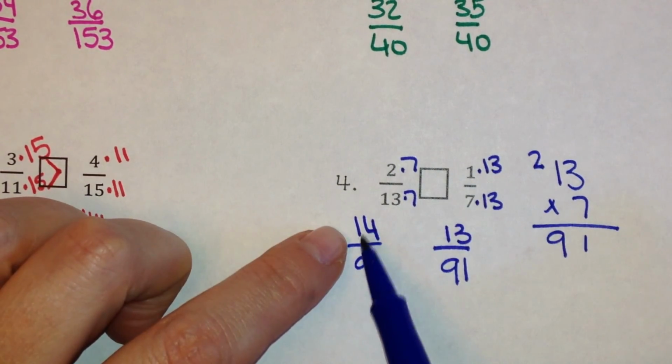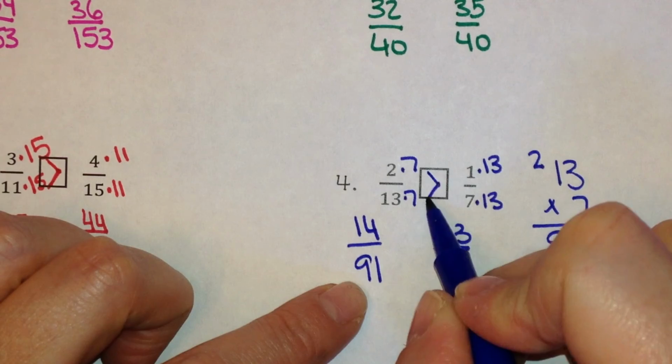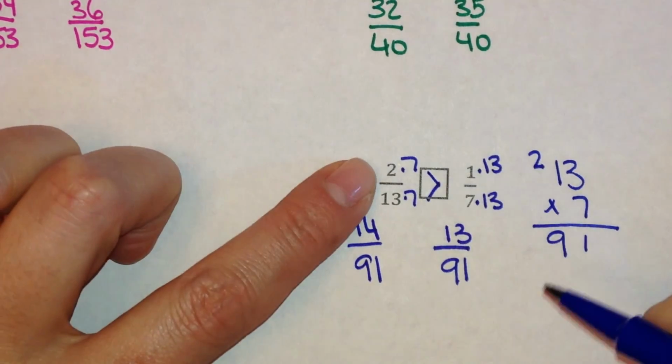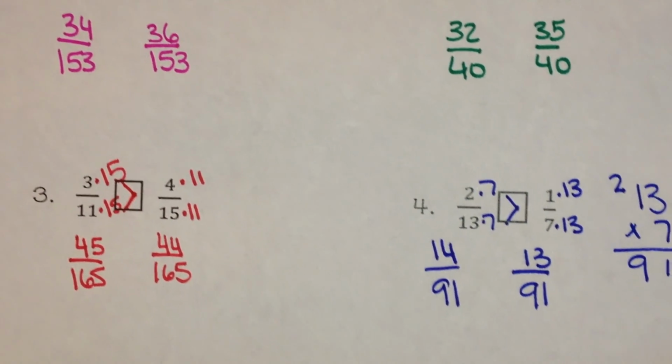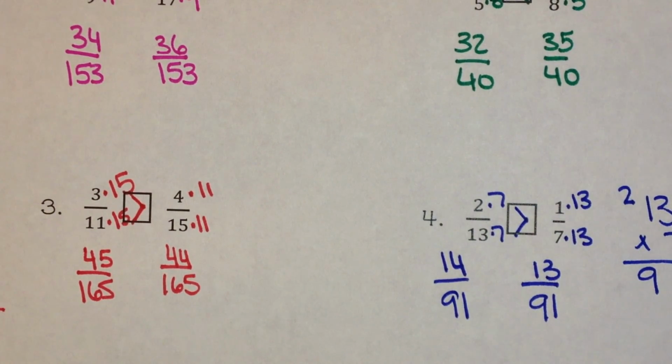So we can see that 14/91 is greater than 13/91. So 2/13 is greater than 1/7. Hopefully you understood how to compare fractions using greater than or less than.